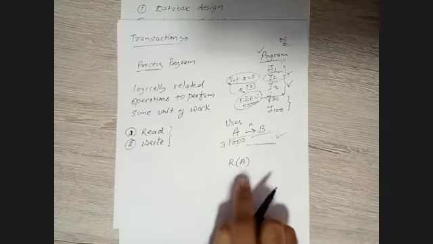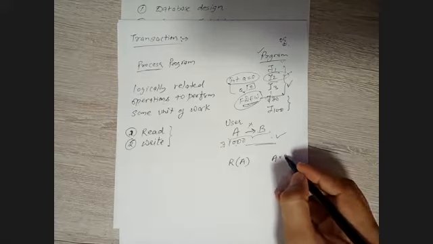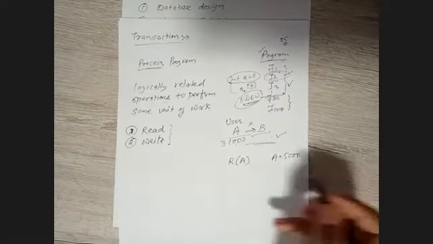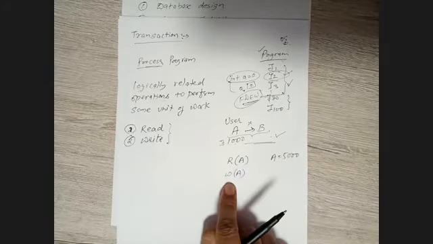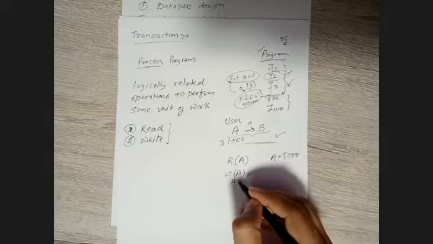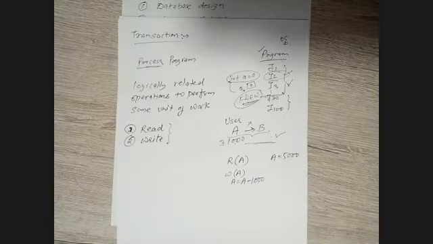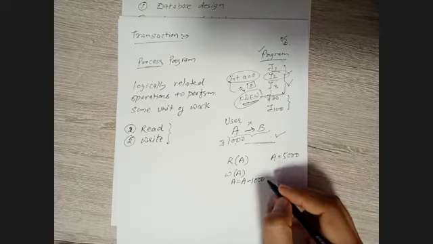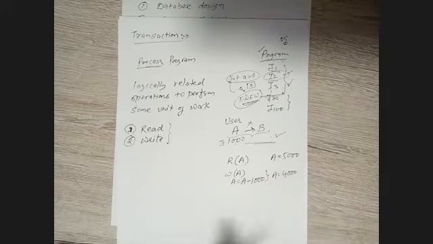Initially, before transferring the amount, let's say we have 5,000 pounds in account A. Now we will perform a write operation. What this write operation contains is that from account A we are deducting 1,000. So after performing the write operation, the amount we are left with is 4,000 pounds in the account.